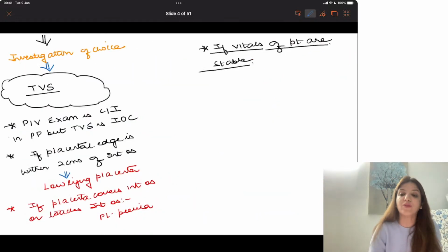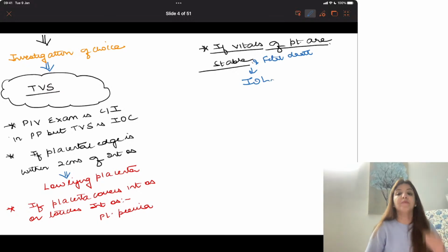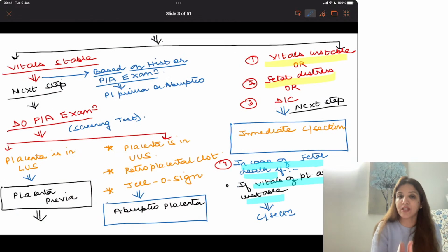But if vitals of the patient are stable and there is fetal death, in this case your answer is going to be, the next step is going to be induction of labor. That is how questions are being asked these days in NEET and in INICET. You are going to get clinical questions where they are going to ask you the next step. Right, this is if you are getting vitals of the patient unstable, fetal distress, DIC, or if you are getting fetal death in the question.